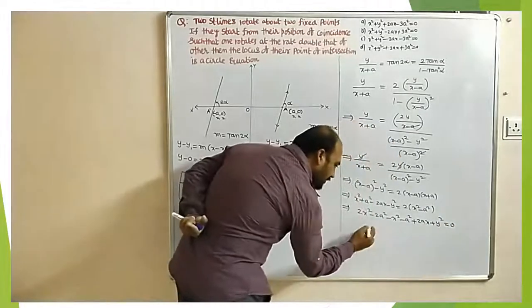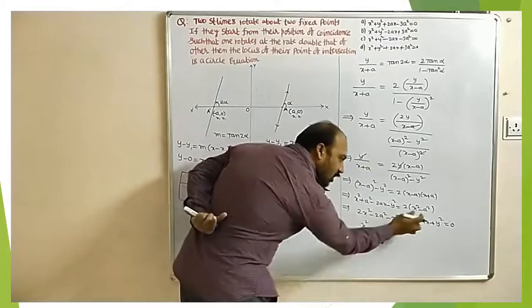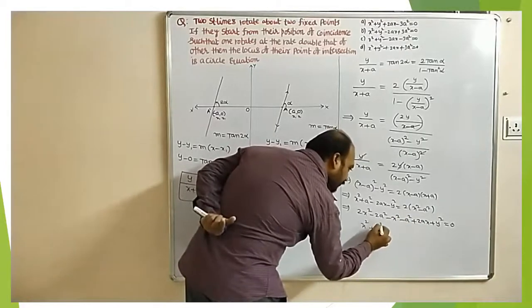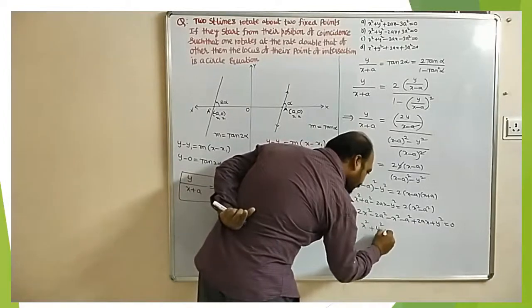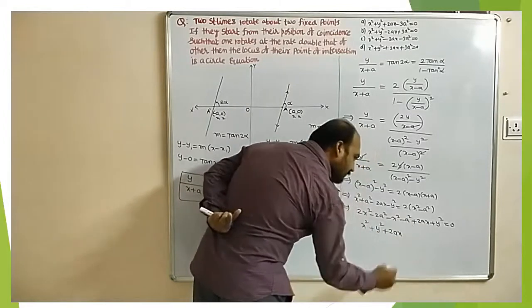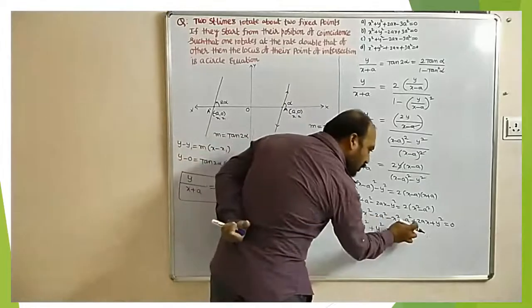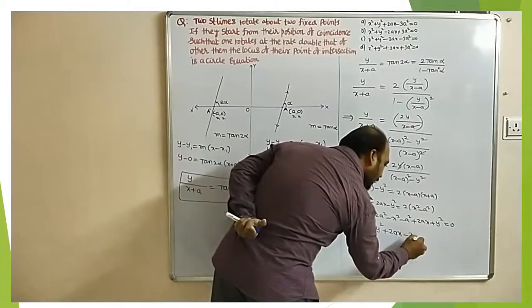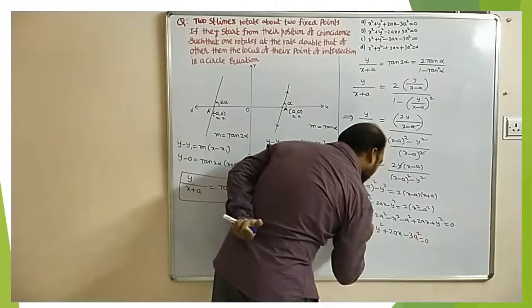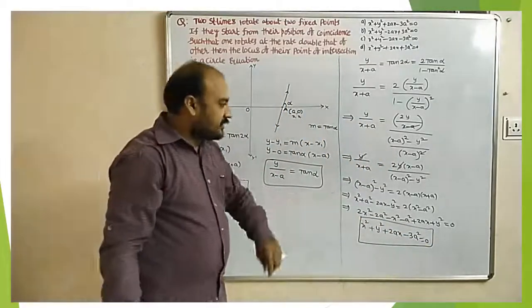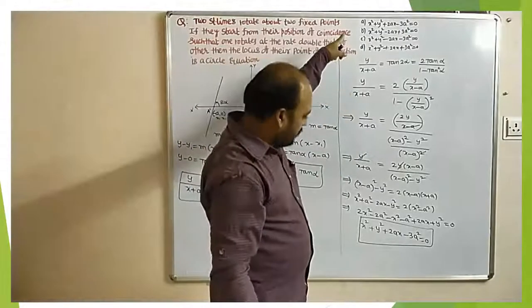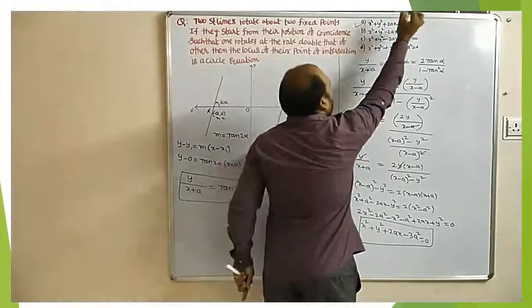Now 2x square minus x square is x square, plus y square, plus 2ax. After that, x term is 2ax. Next constant: minus 2a square minus a square, minus 3a square, equal to 0. Therefore, x square plus y square plus 2ax minus 3a square equal to 0, which is there in the first option.